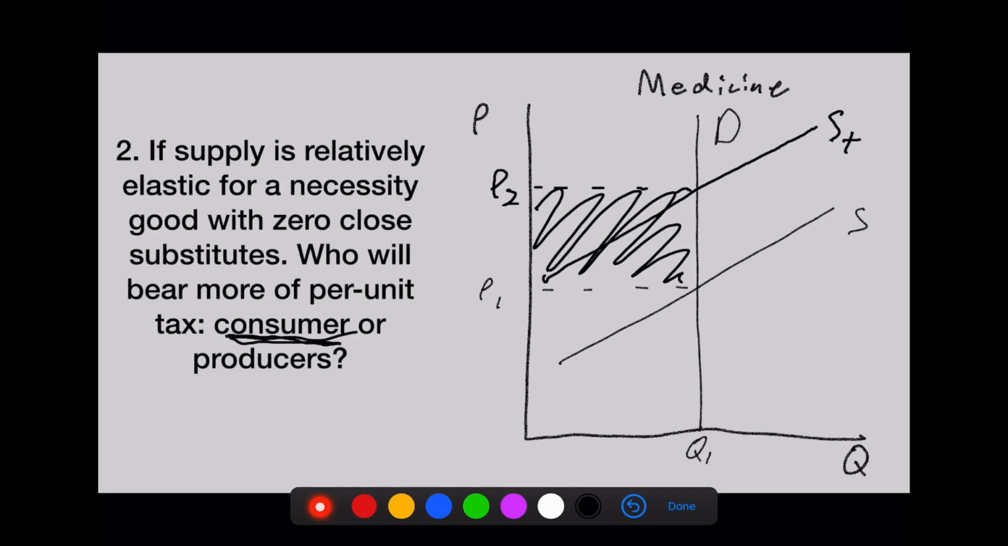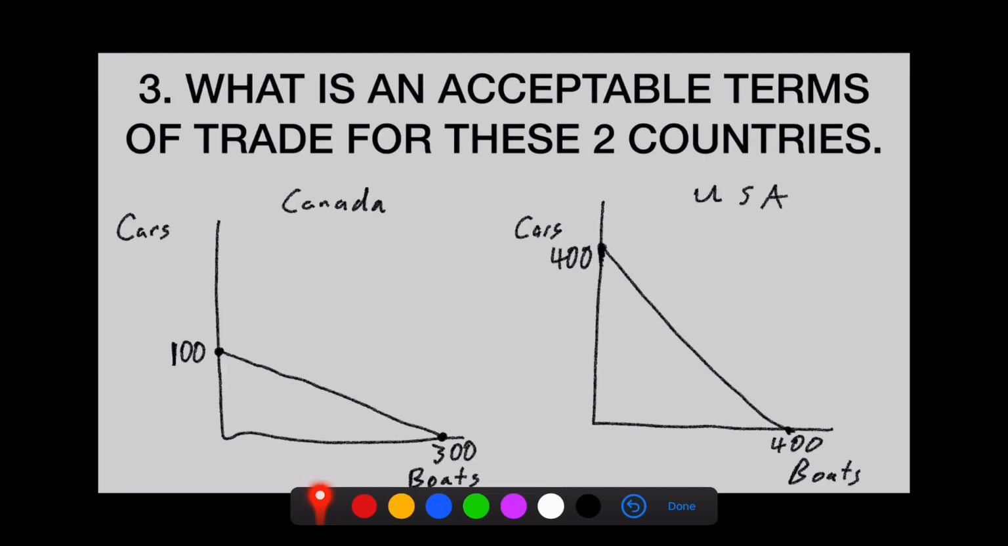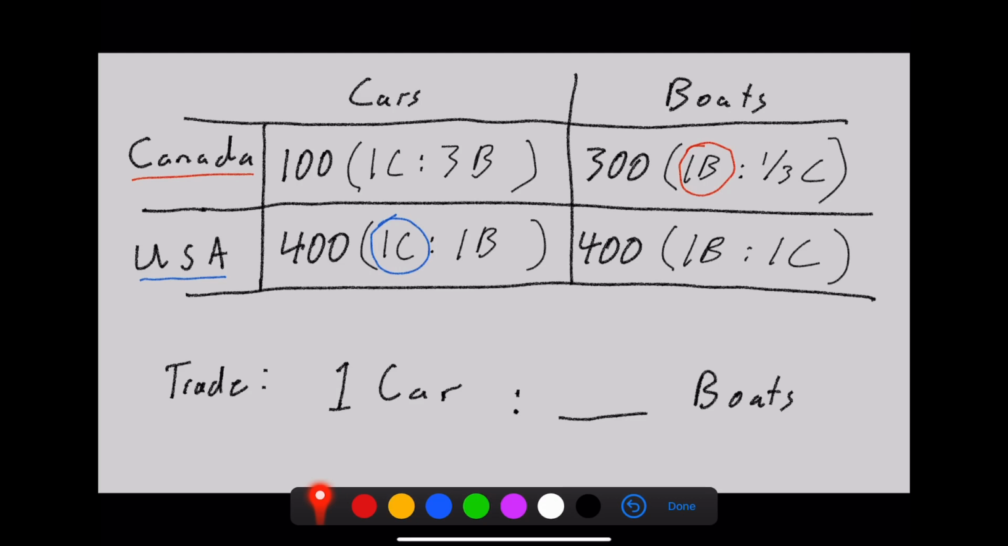Tough question. 3, terms of trade. Pause the video, go try it. Okay, let's do it. So who's got a comparative advantage in cars? Real quick, that's going to be the United States because they give up only 1 boat to make a car rather than Canada, who would give up 3 boats. And then therefore, Canada's got a comparative advantage in boats because they only give up 1/3 of a car rather than the United States, which gives up a whole car.